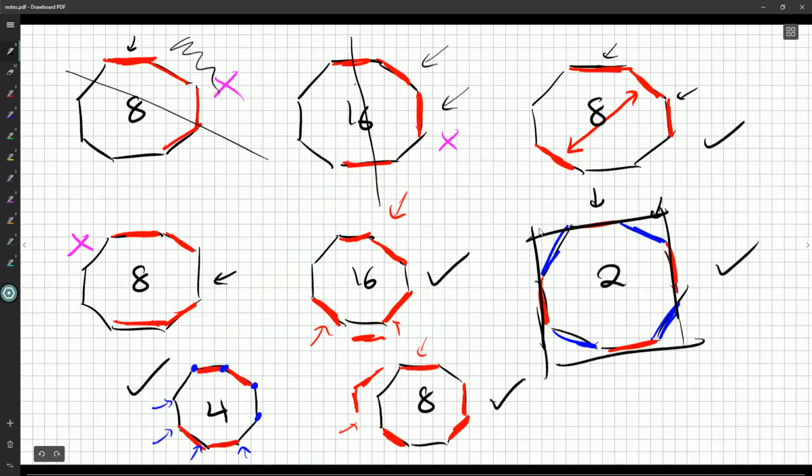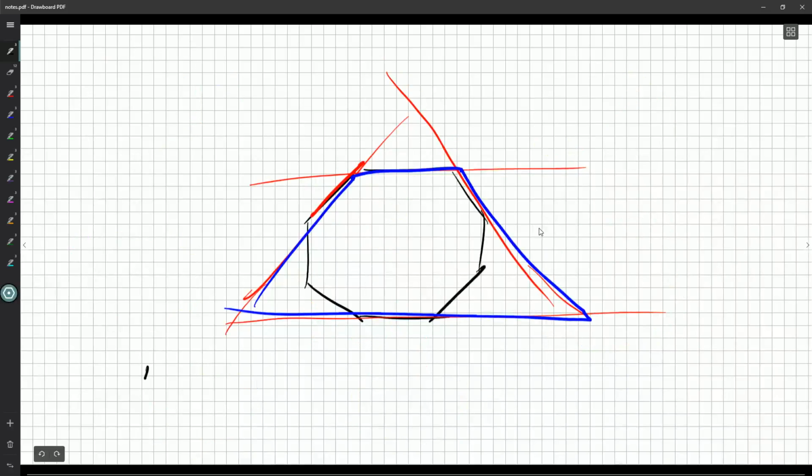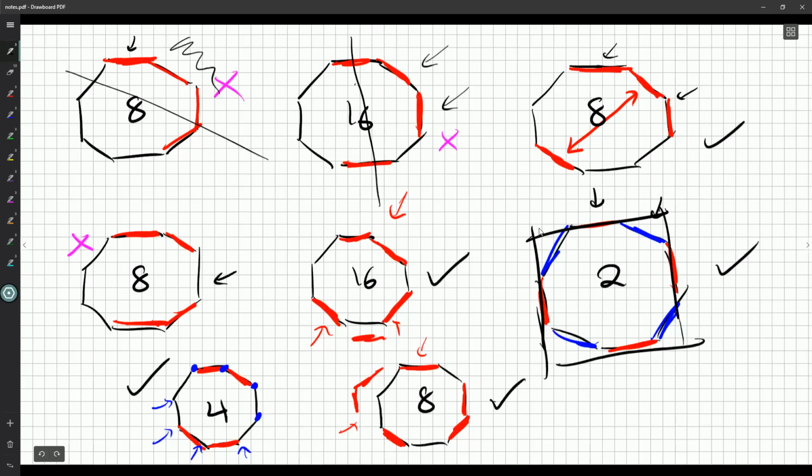So there we go. So there's 4 plus 16 plus 8 plus 8 plus 2, which is 38 that do work. We could also see that there's 32 that don't work. 32 and 38 is 70, so I haven't missed anything.